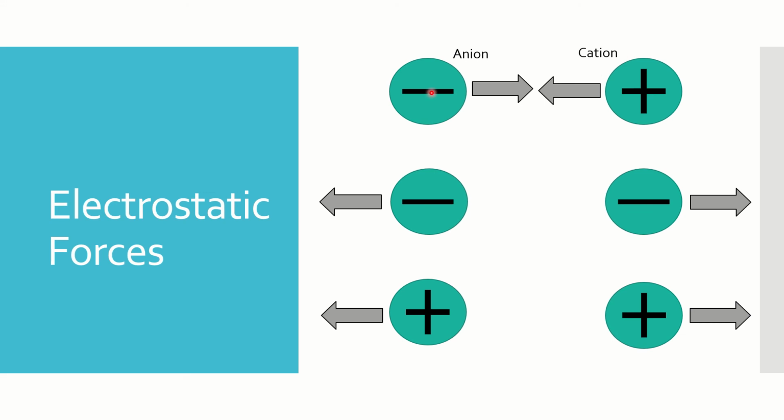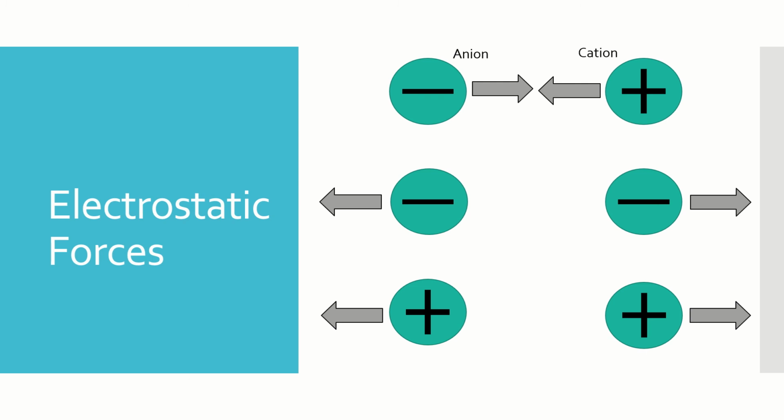So we have an anion and a cation here. Cation, positively charged, something like sodium or potassium. Anion, negatively charged, like chloride. And these two are going to attract each other. Opposites attract. They're going to pull each other close. However, if we have two anions, these are the same, and they don't want to come together to make a compound. They don't want to attract each other. In fact, they repel each other.